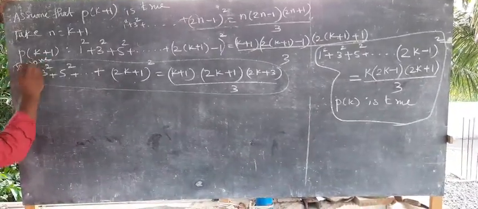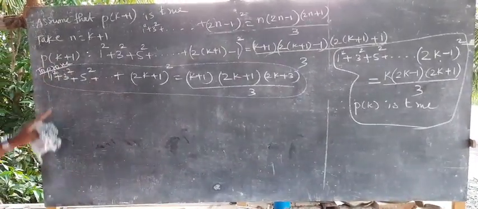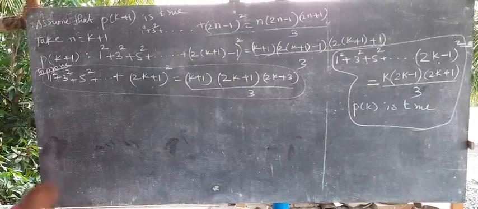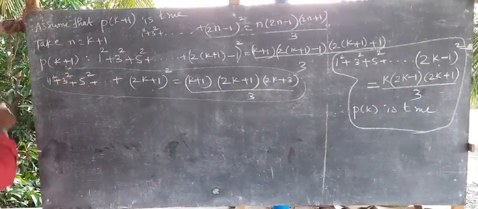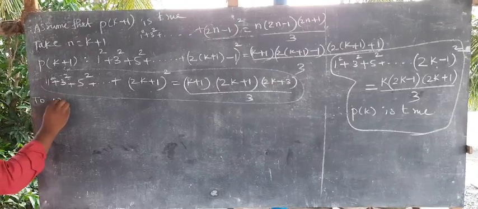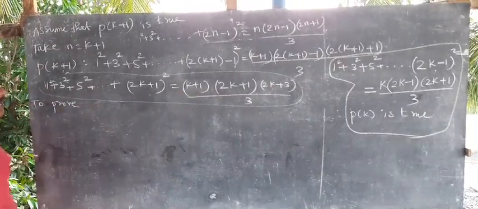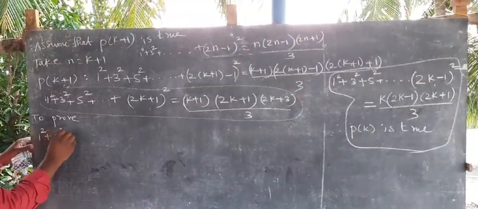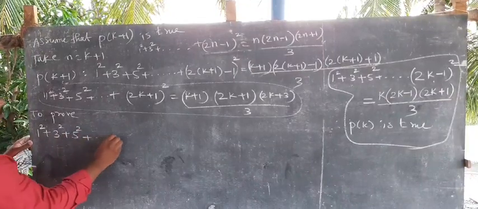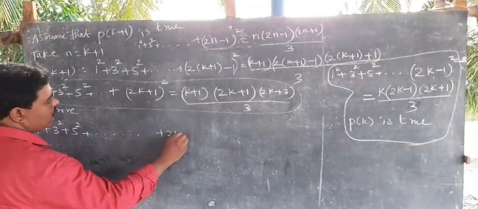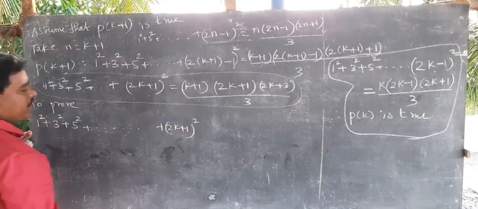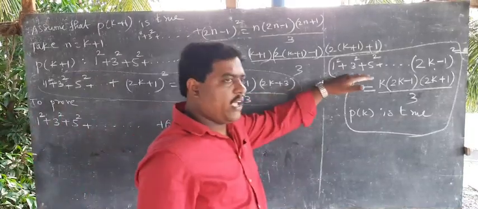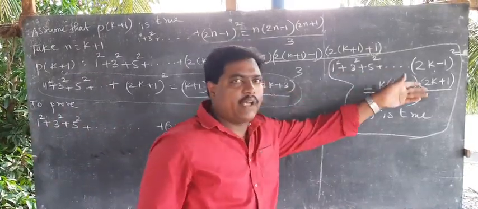To prove. Now, this one we need to prove like this. So now I take the question: 1 square, 3 square, 5 square plus and so on, up to (2k plus 1) whole square. This is P of k plus 1. This is P of k and then P of k plus 1.